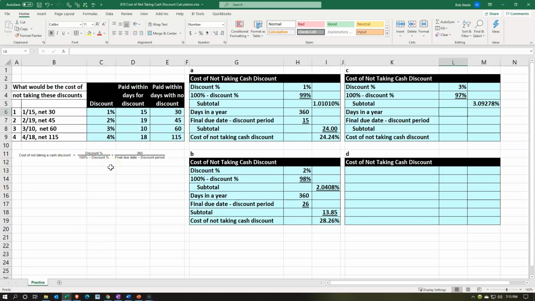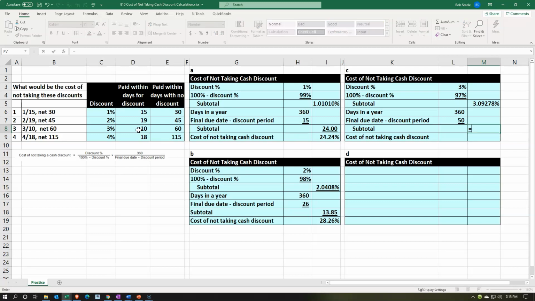And now we're going to pick up the days in a year, which are going to be equal to 12 times 30, assuming we have nice even 30-day months for our calculations. And then we're going to take the final due date minus the discount. So if you pay within 10 days, you get the discount. But if you don't pay within 10 days, you can pay within 60 days. So this is going to be equal to the 60 days, the final pay period, if you don't take the discount, and the 10 days, the final day you can pay to take the discount. So we have 50 days then.